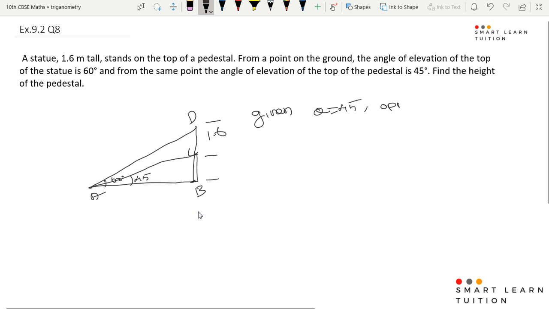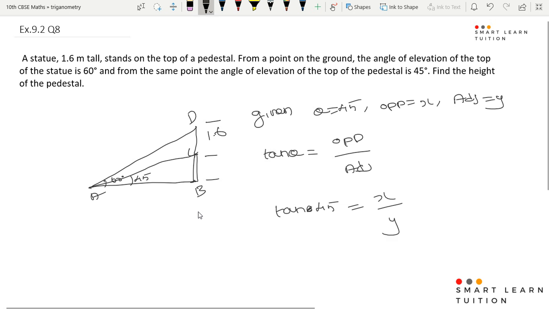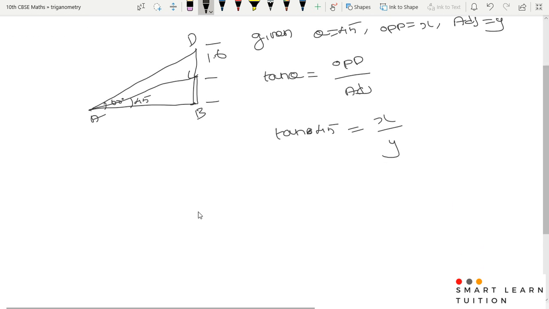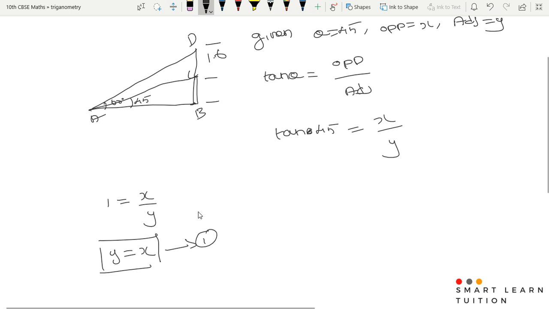We have to find the opposite side; let us take the opposite as x and the adjacent as y. So we can use tan theta. Tan theta equals opposite by adjacent. So tan 45 equals x by y. Tan 45 is 1, so 1 equals x by y. Cross multiplying, y equals x. So this is equation 1.